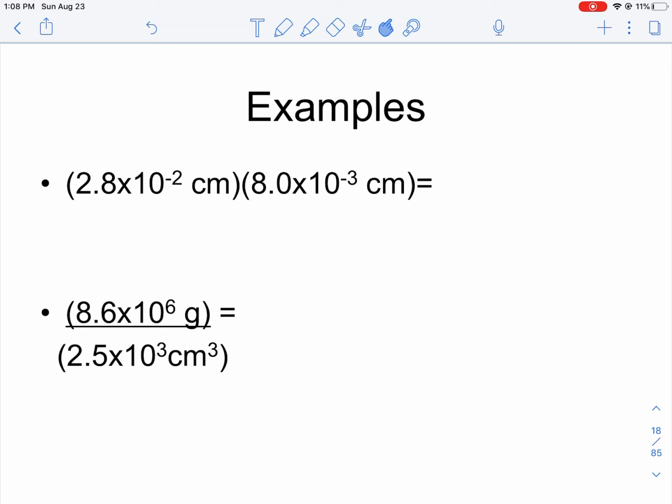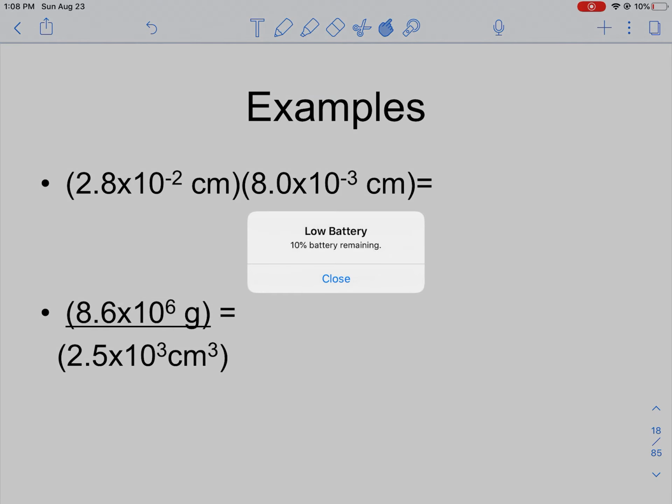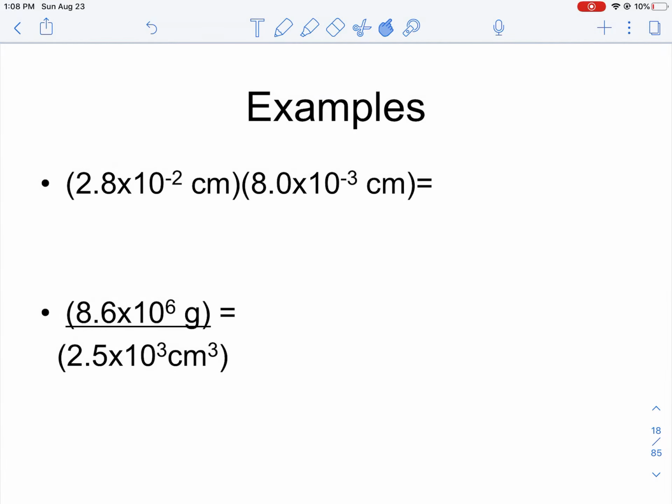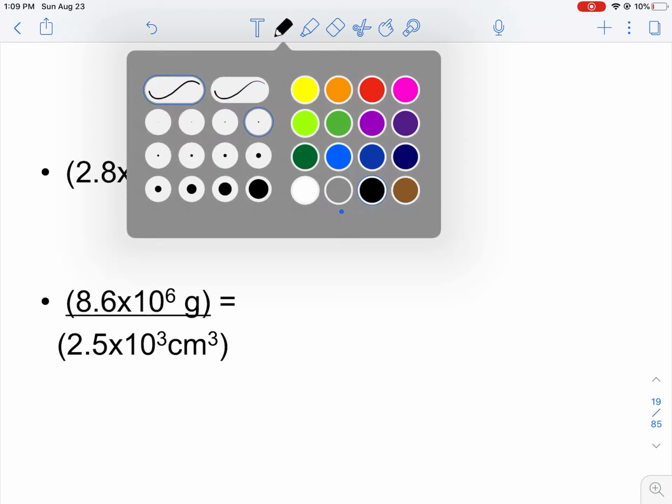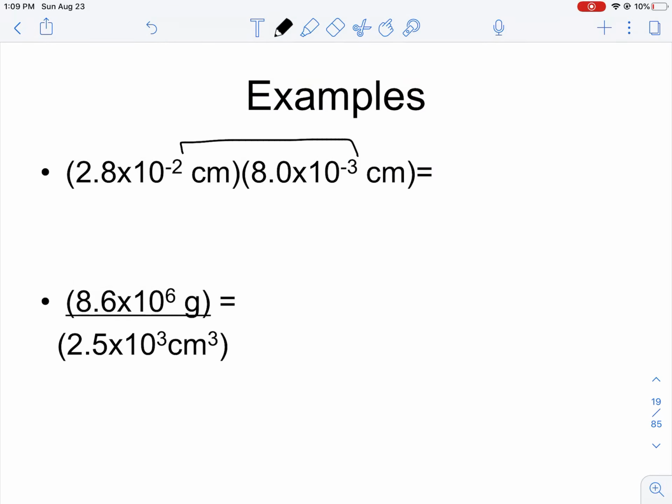All right, so let's say I don't have a calculator. So we're going to just do this all by hand. I hope I have enough time. You'll notice that this is multiplication. So when it's multiplication, you're going to add your exponents. So minus 2 plus minus 3 is times 10 to the negative 5. Those are my exponents added together.